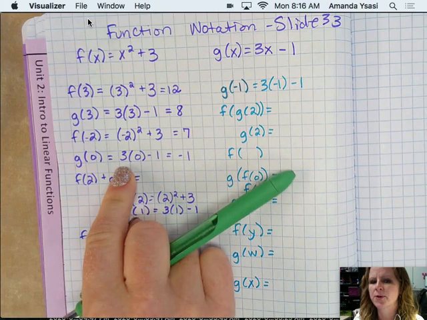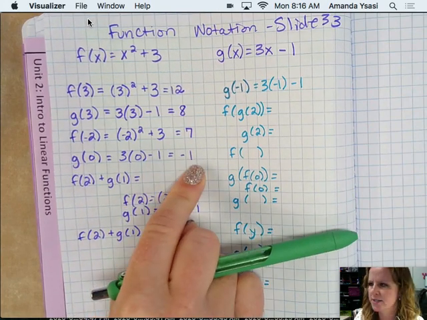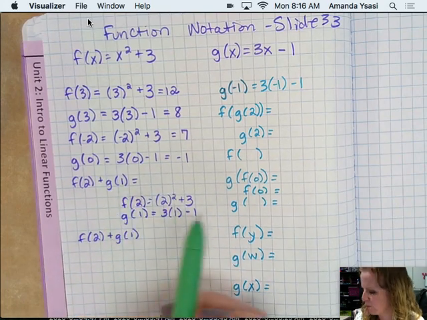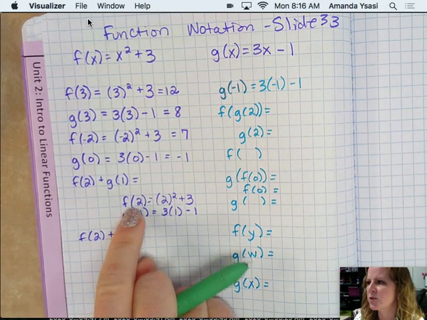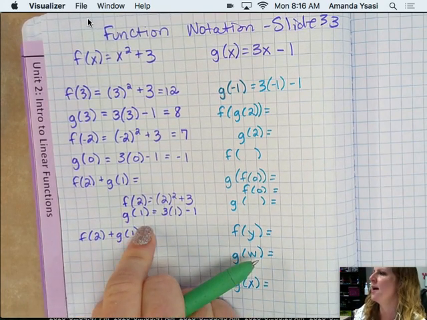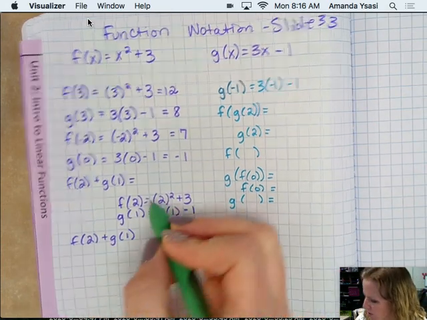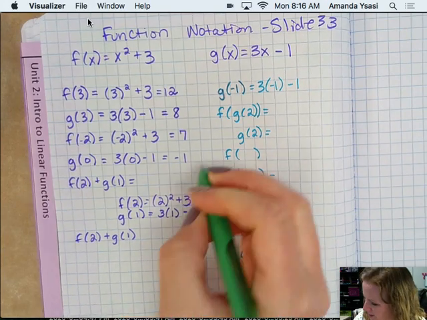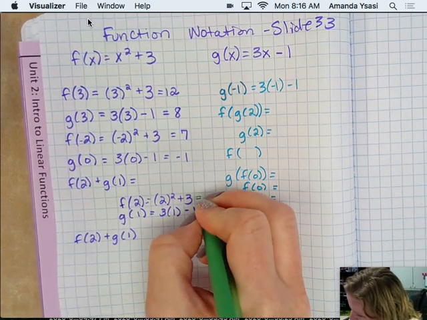G of 0, 3 times 0 minus 1, which is negative 1. F of 2 plus G of 1. That means you need to do F of 2 and G of 1 and then add them together. So F of 2 would be 2 times 2 is 4 plus 3, 7.